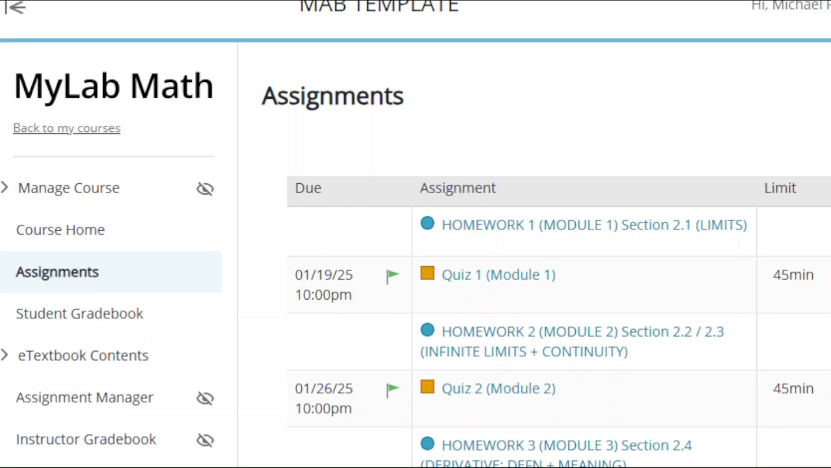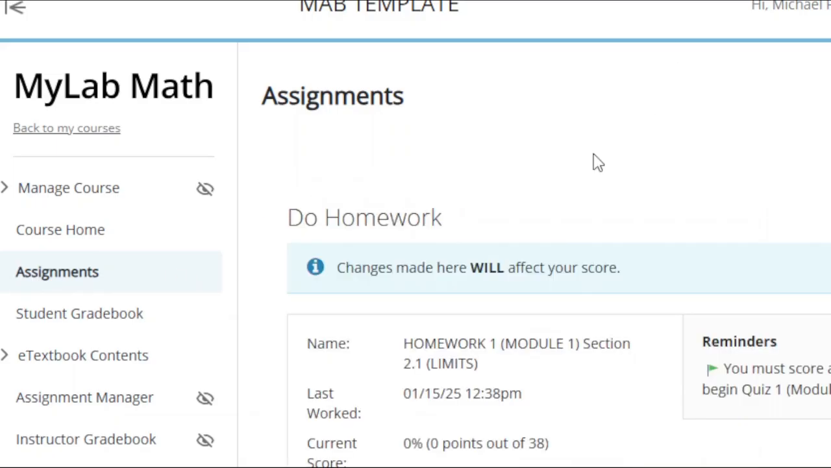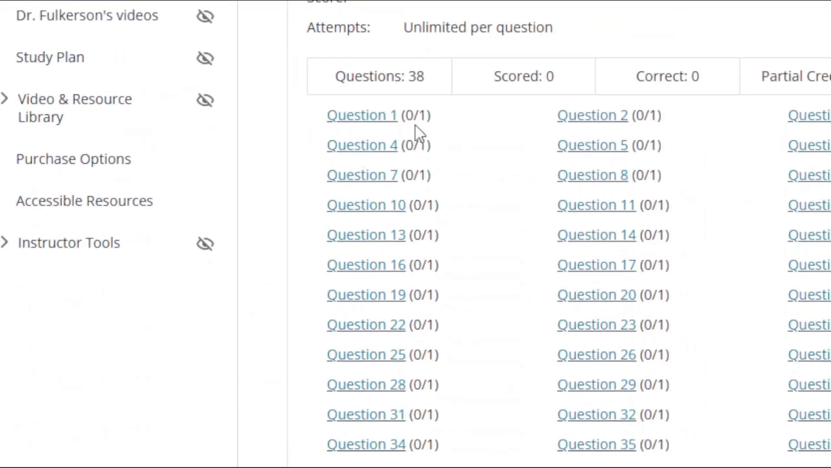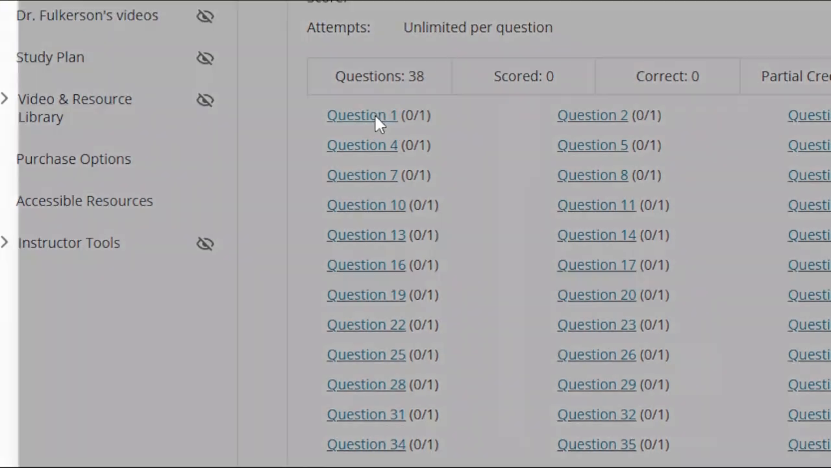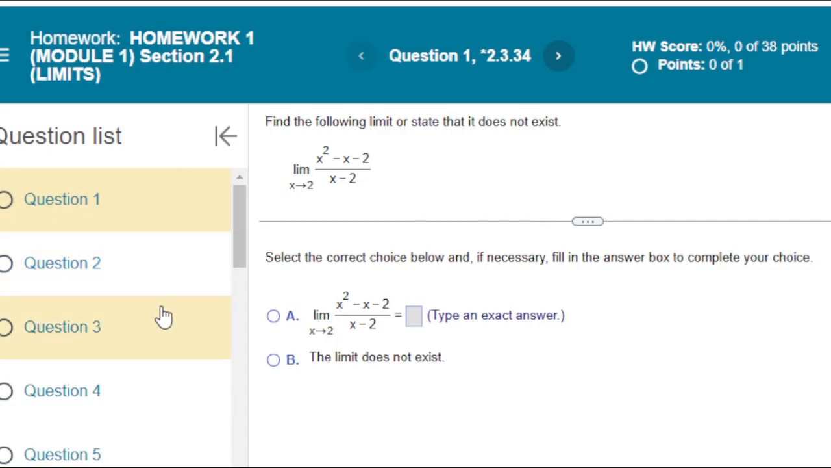Okay, we're on our course page here in MyMathLab, and I'm going to work through some homework problems. So let's go to the Assignments tab and click on Homework 1, Module 1. And we'll go through a few of these questions. So first one, number 1, find the following limit or state that it does not exist.